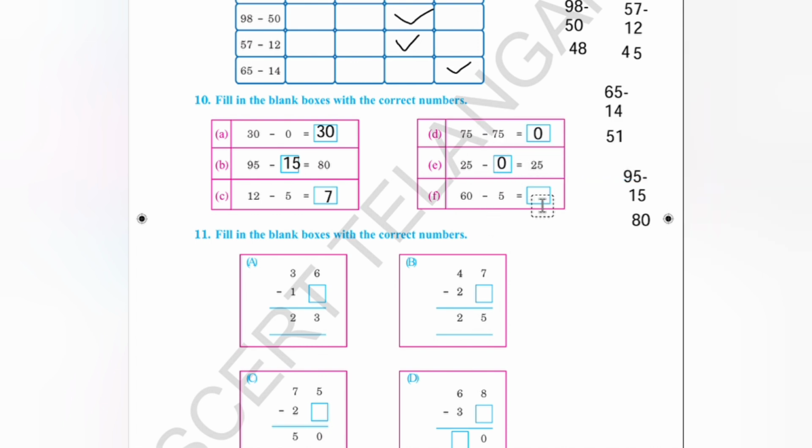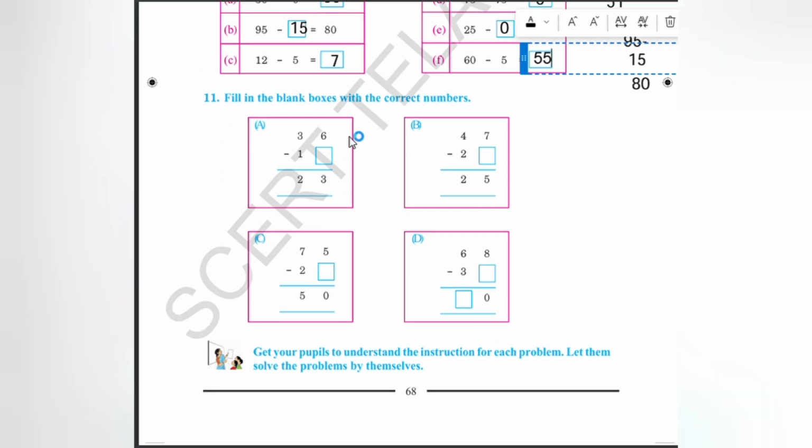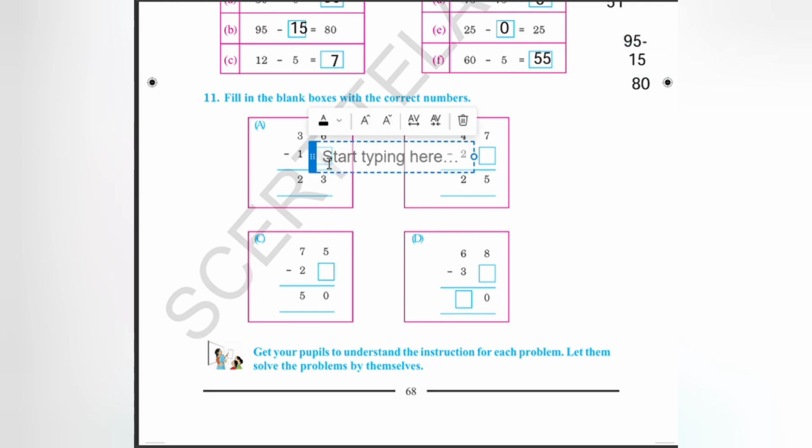60 minus 5. What is that? 55. Okay. Then 36 minus dash is equal to 23. So 6 minus dash is equal to 3. 6 minus 3 is equal to 3. 3 minus 1 is 2. So 36 minus 13 is equal to 23.